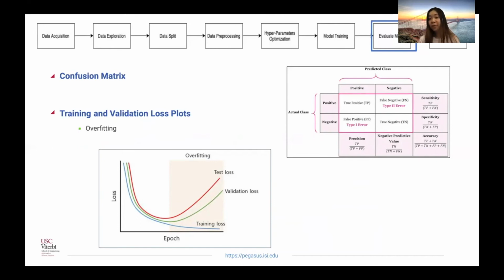And as I mentioned before, our data is pretty unbalanced. So in our case, a confusion matrix will be the most helpful because it can give us the exact cause of error. So it will tell us if it's either a true positive, false negative, or true negative.